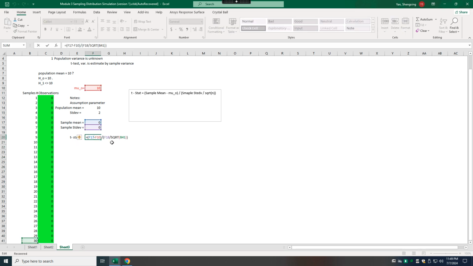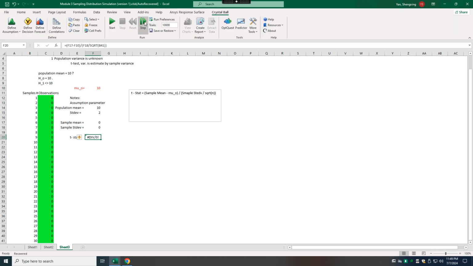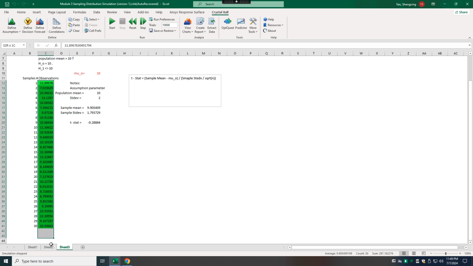In this case, we can test using a one-step Crystal Ball simulation. Yeah, we have a number here. These observations are generated based on our assumption, which is a normal distribution with mean 10 and standard deviation 2.